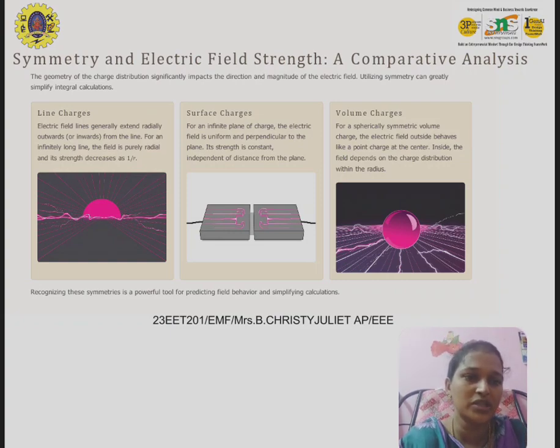For volume charge, the spherical symmetrical volume, the electric field projected outwards behaves like a point charge only. So therefore the inside field depends on the charge distribution within the radius only.